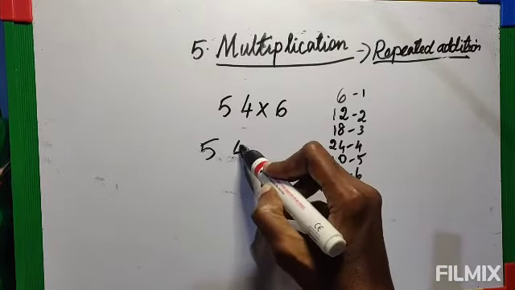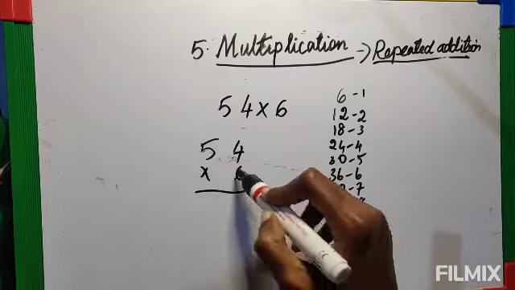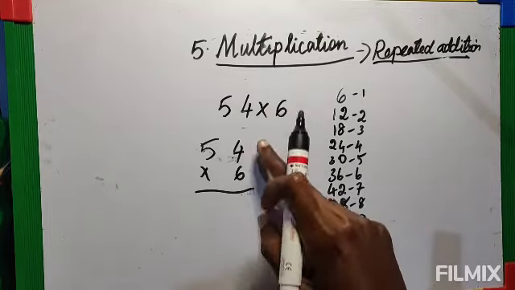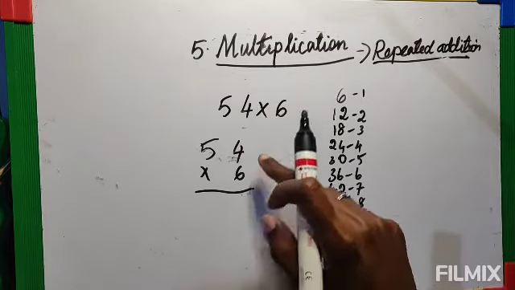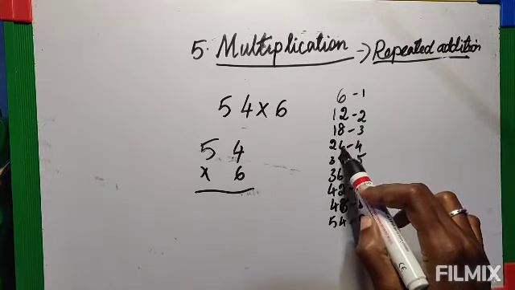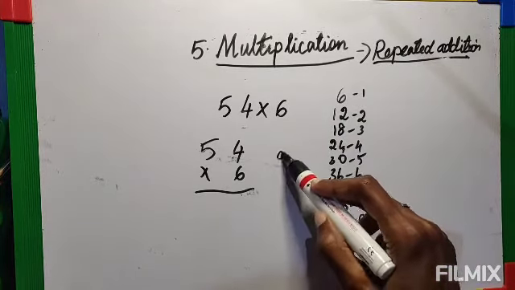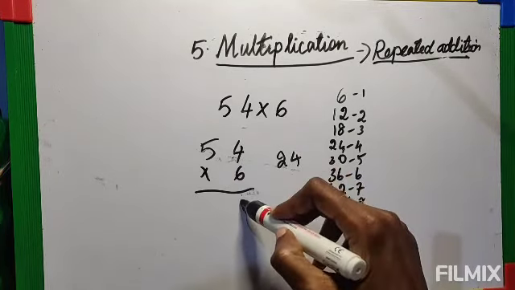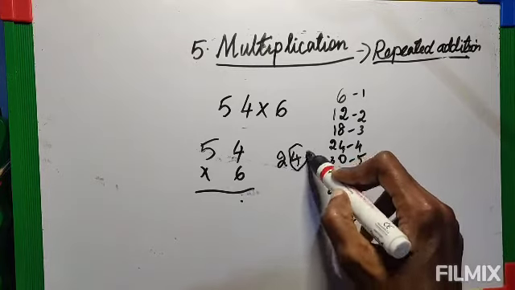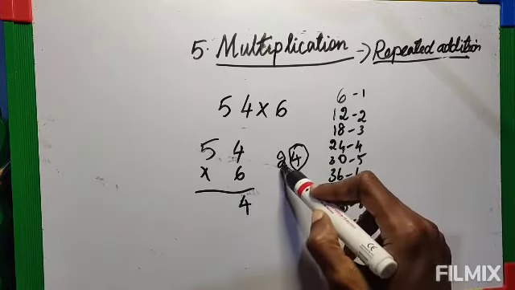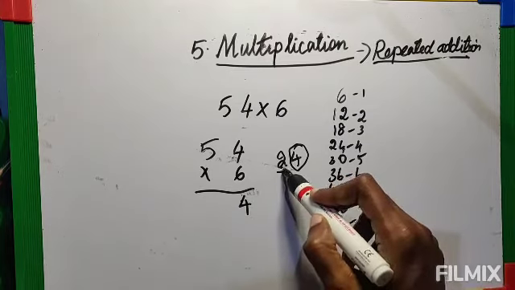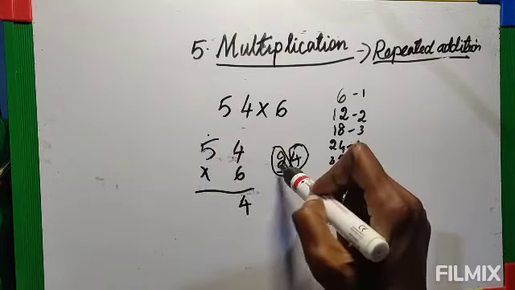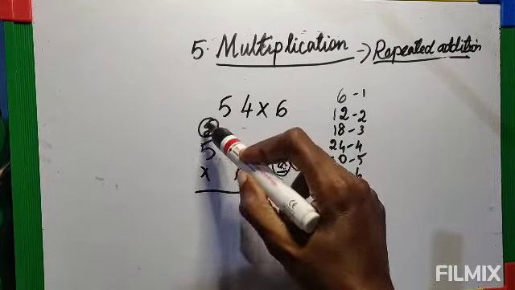54 multiplied by 6. Okay, give a little gap and write, so that you won't make mistakes when you arrange the digits. Now 4 and 6 you have to multiply. 4 6s are 24. 24 is a double-digit number, but in the ones place only one digit you can write. So that is the right side number, that 4 only you will write. The left side number you cannot write here. You have to carry it to the next digit. So in the tens place you will carry this 2 and keep it here.